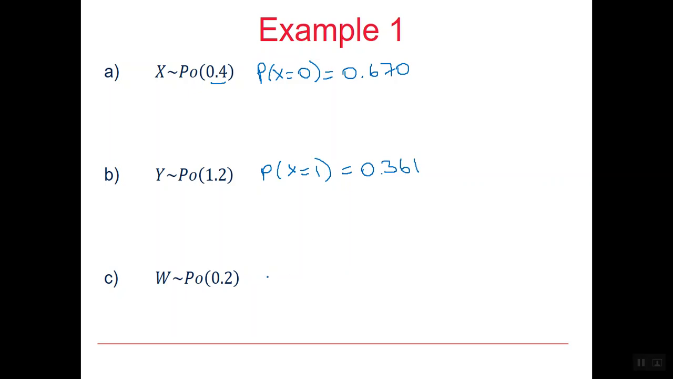And finally, we were asked to find again one flaw, and this was for a half a meter, so lambda was 0.2, and this gave us an answer of 0.164. So just double check that you're able to calculate those values using your calculator or GeoGebra.